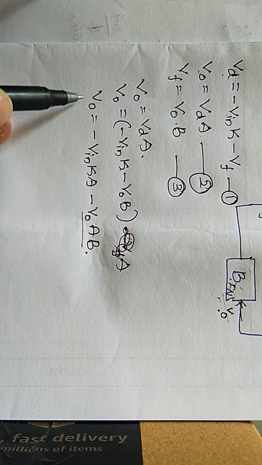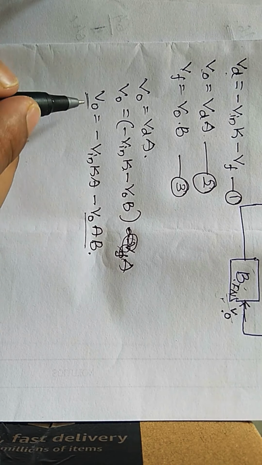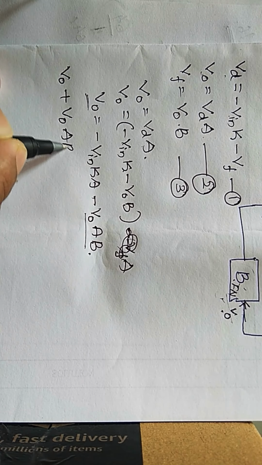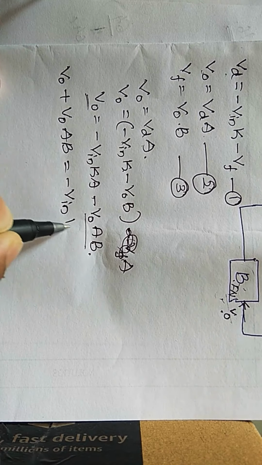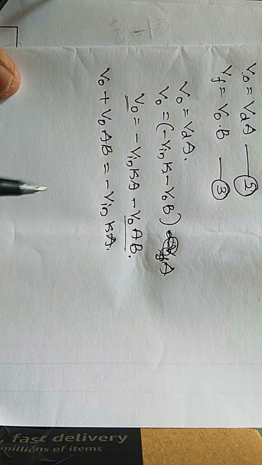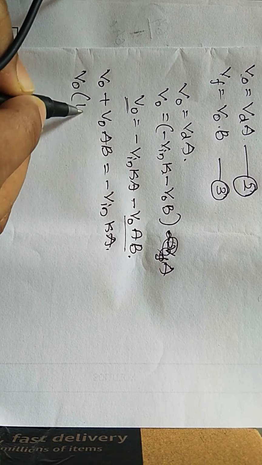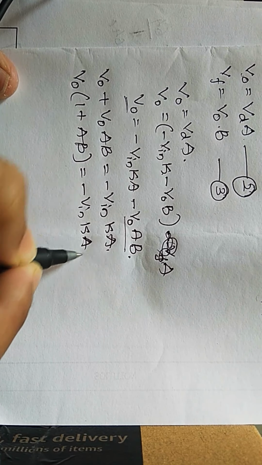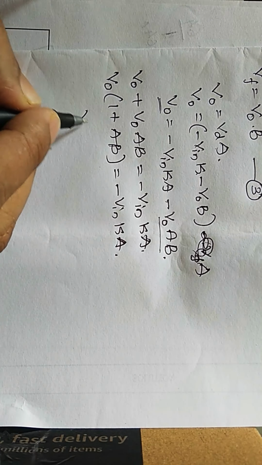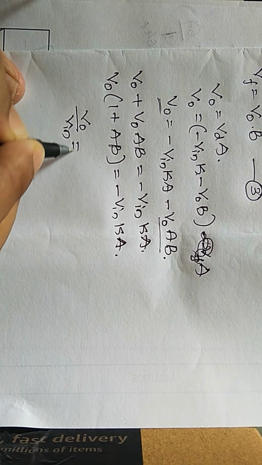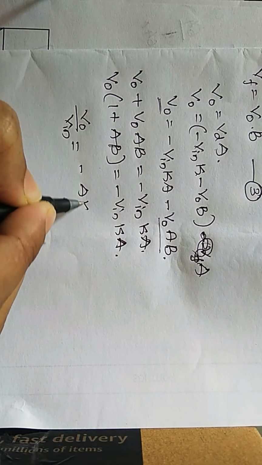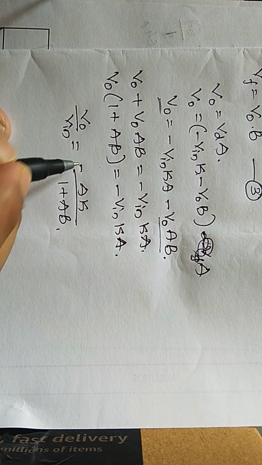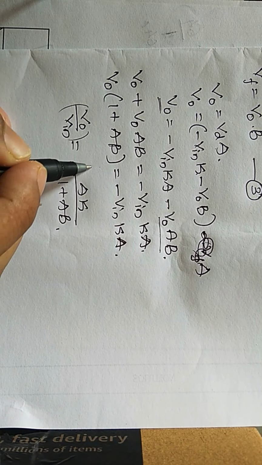Now we have the V0, two parameters are there. So let me consider one side. So V0 here becomes plus V0 A into B equals minus V in K A. So take V0 common here, 1 plus A into B equals minus V in K into A, right? So rearranging that equation in terms of V0 by V in, it defines your minus AK divided by 1 plus AB. So this is your voltage gain for the closed loop system.